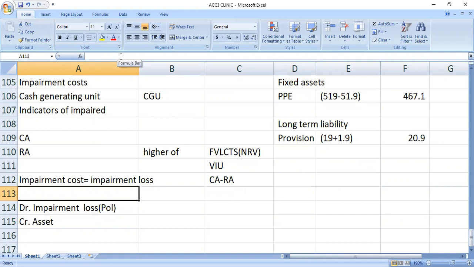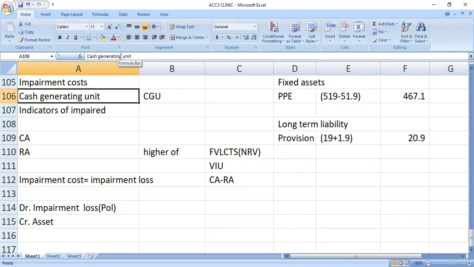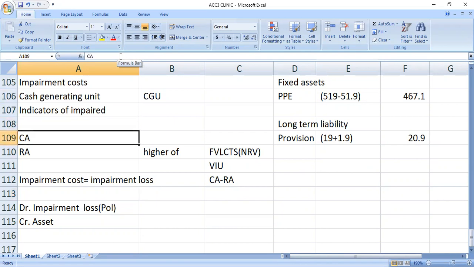Whenever there's a reverse, if you had indications that the asset is impaired, and yet after performing the impairment test you realize that the carrying amount is less than the recoverable amount, that is, the recoverable amount is greater than the carrying amount, hence there's no impairment loss, you get not an impairment gain, but what you call a gain on revaluation. This takes us back to the revaluation model under IAS 16.